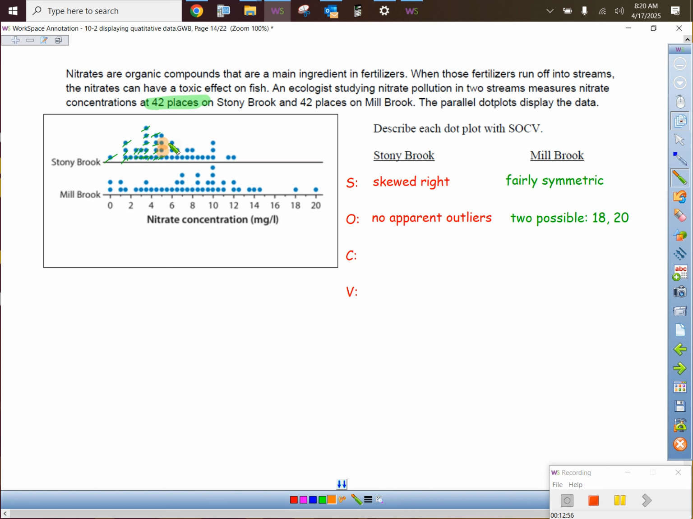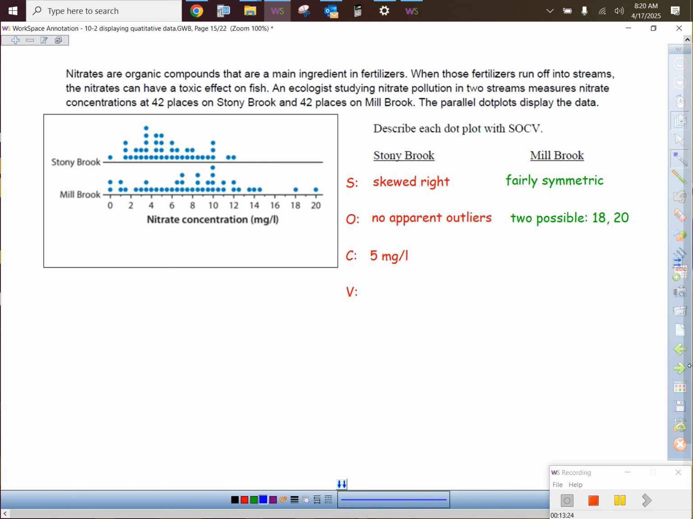But aren't they on the same value? What value is the 21st and the 22nd dot on the number line? 5, right? So the center of the Stony Brook is at 5 milligrams per liter. How did I get that label? Right here from the chart, right? It says milligrams per liter on the x-axis.